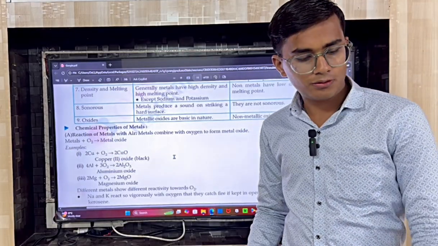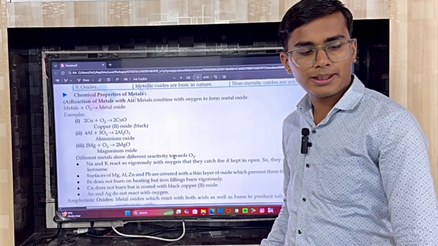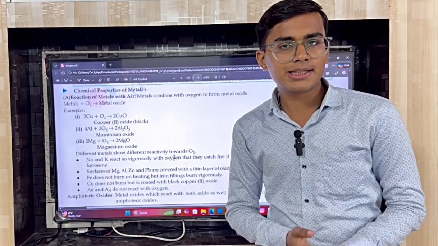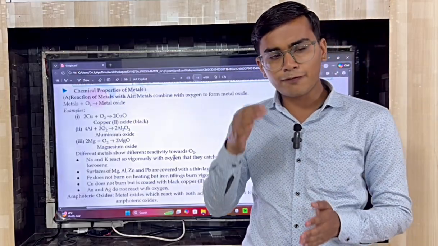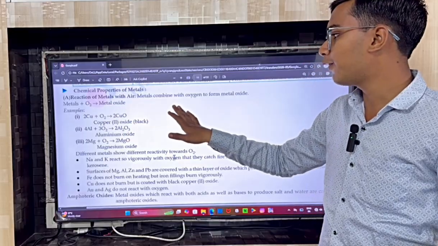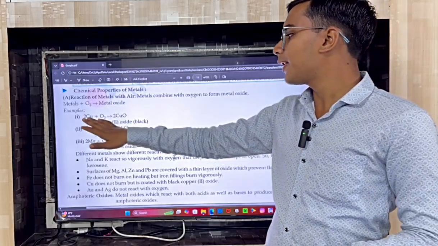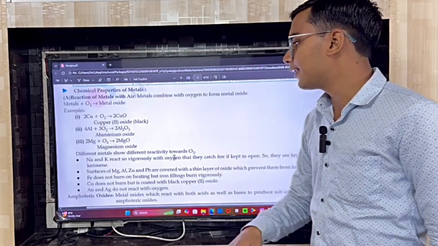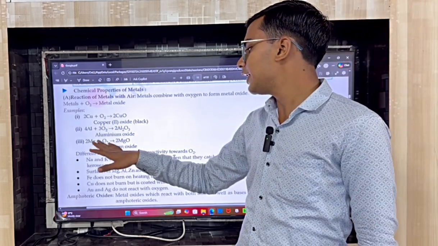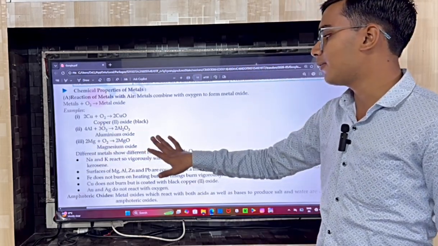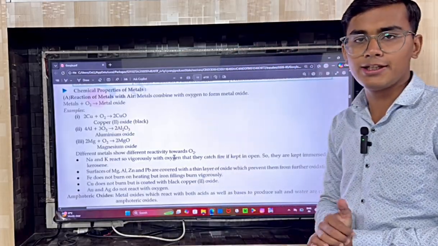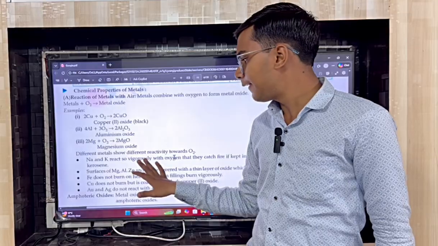Chemical properties. What are the chemical properties of metals? First is the reaction of metals with air. When metals react with oxygen, they form metal oxide. Copper reacts with oxygen to form copper oxide. Aluminium reacts with oxygen to form aluminium oxide. Magnesium reacts with oxygen to form magnesium oxide. Different metals have different reactivity towards oxygen.